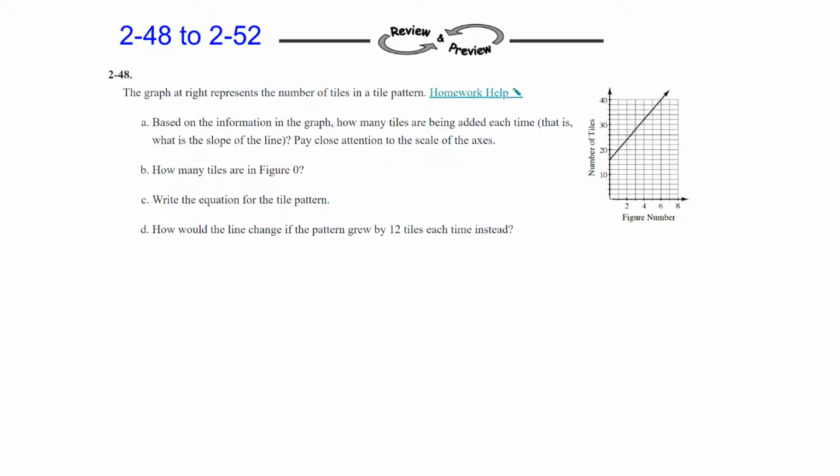Hello, welcome to Chapter 2, Homework Questions 48 through 52. Question 48: the graph at the right represents the number of tiles in a tile pattern.